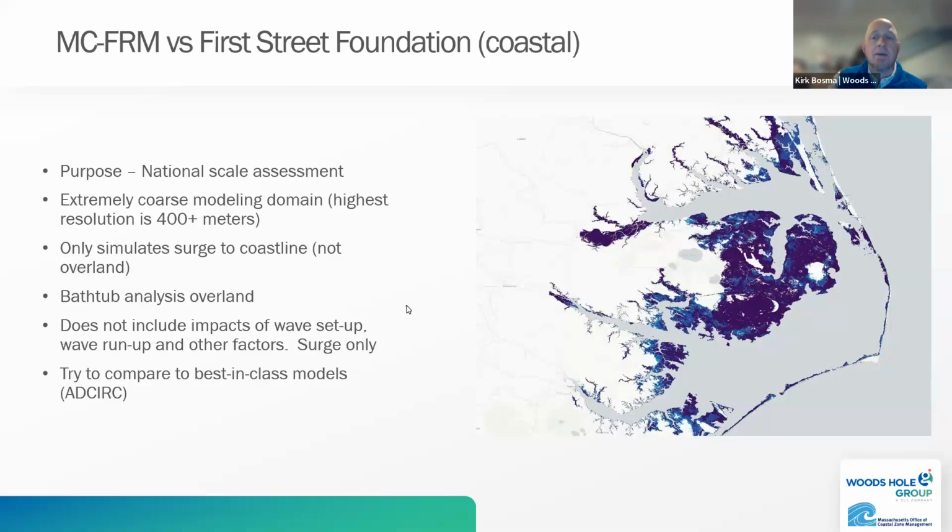It's just surge. And they readily admit they try to compare that to best in class models like ADCIRC that's being applied for MC-FRM. And again, they're trying to do something on a national scale. You can go in there and do property checks. However, I would caution there are some limitations to what that data really is and means, from the standpoint of the coarseness of the domain, and they're trying to do it on a very large scale. I think it's a pretty good first order estimate of what might be happening. I don't know if you should be using it for design purposes at any level.